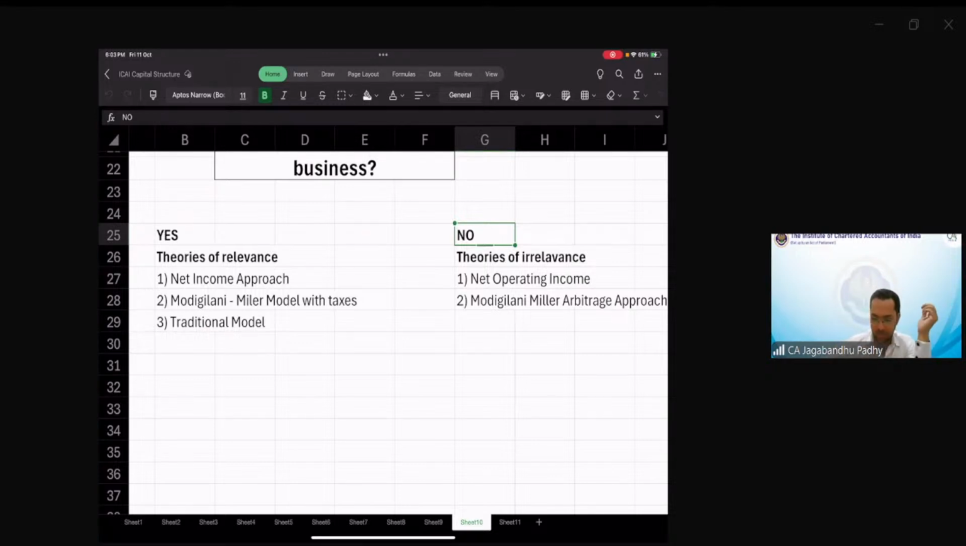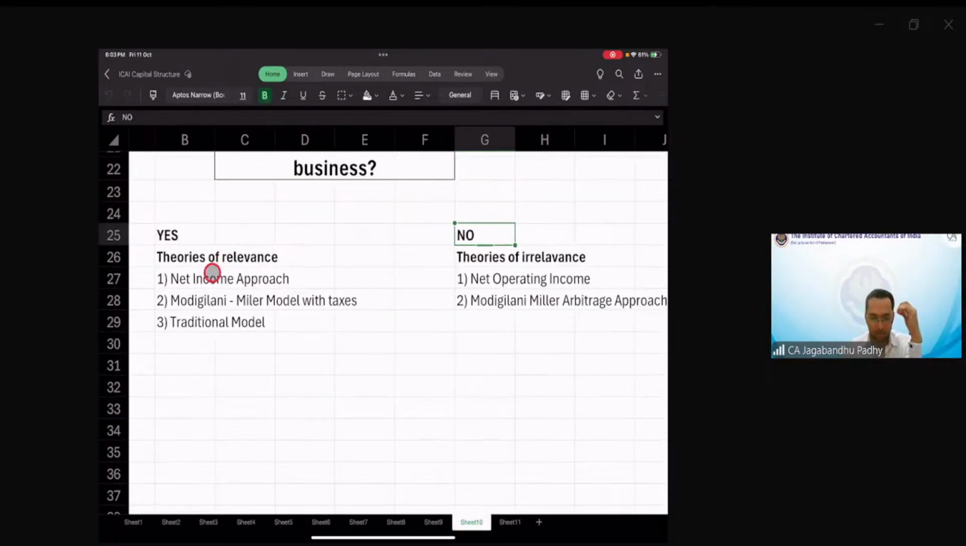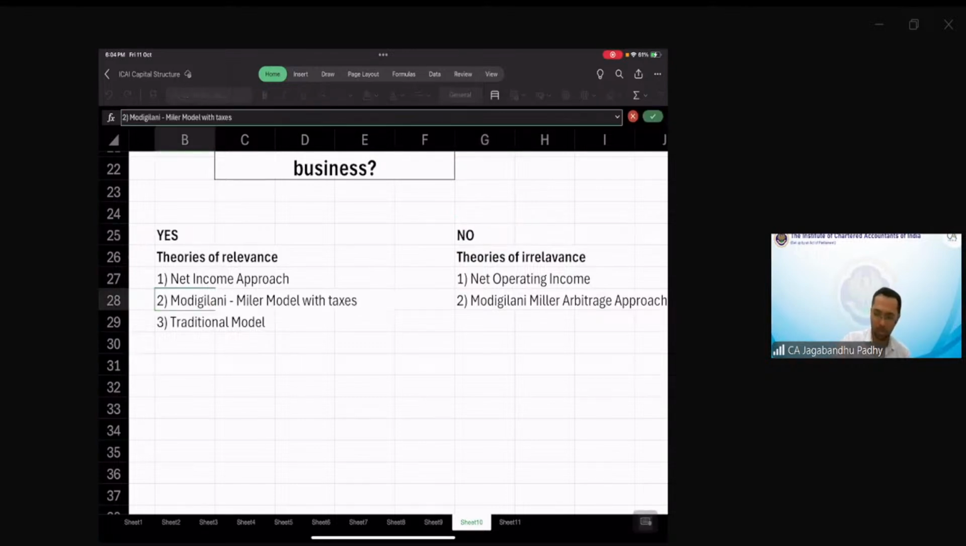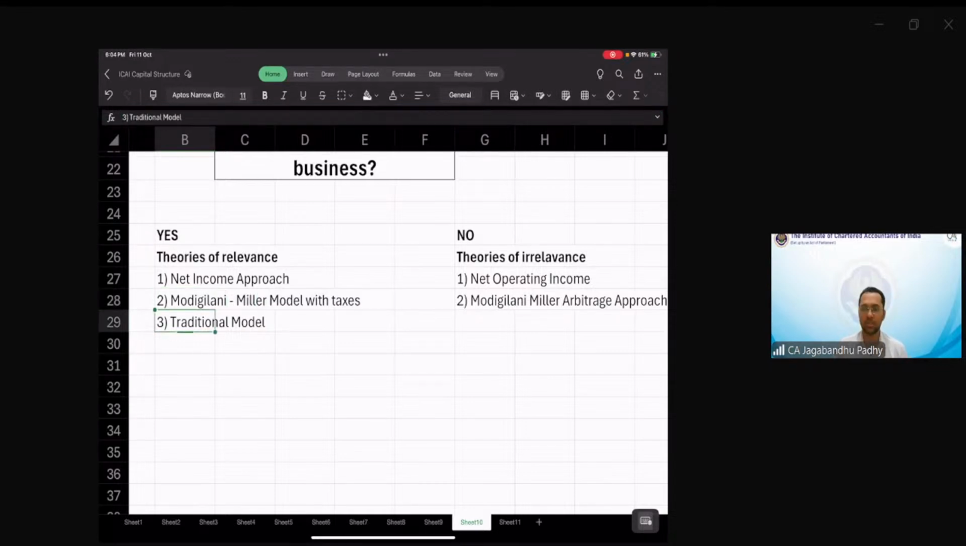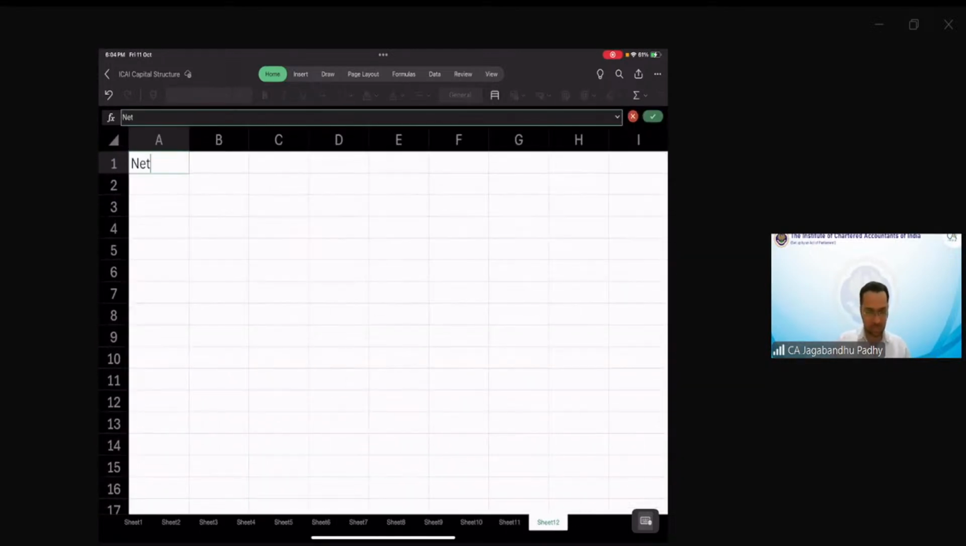We already have looked into what we mean by value. And one by one, we are going to discuss each of these theories in today's class. I think today's class is the last class in the series on capital structure. So let us discuss this today, and then we will take up a few questions in relation to this, and then complete this chapter. Okay. Let's get started with the first one, which is the net income approach.